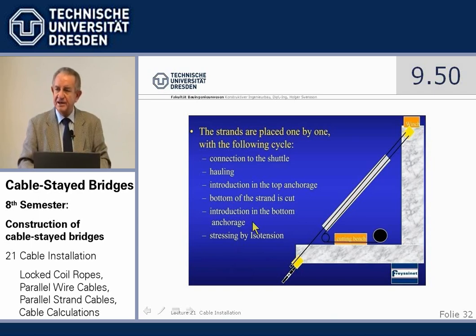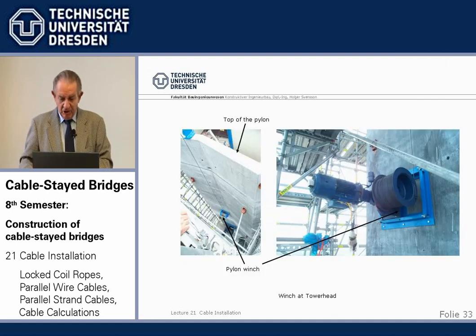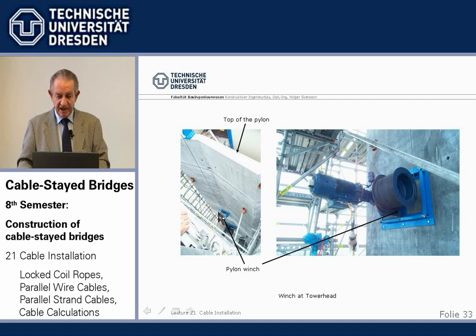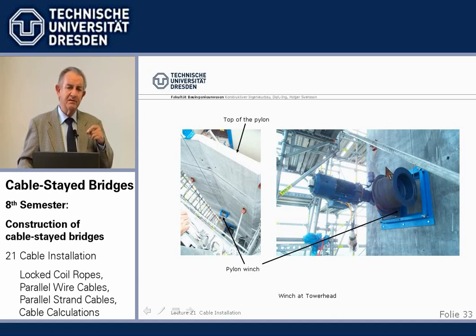And then you end up with all strands with the same stress. Okay, here, looking down, we have a small winch installed at the tower, which goes up and runs over a reel, for pulling. That's a little bit closer look. You do not need a tower crane.